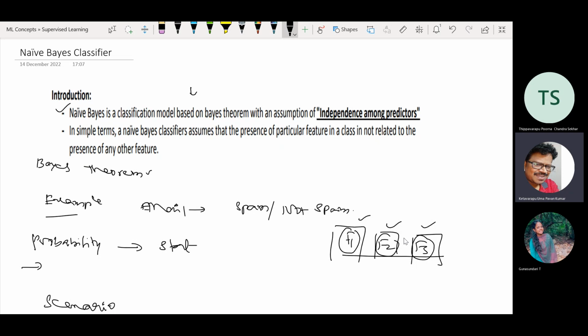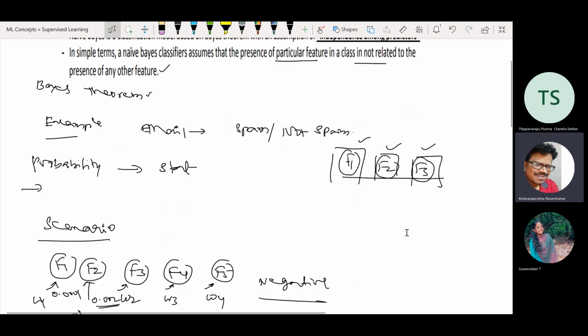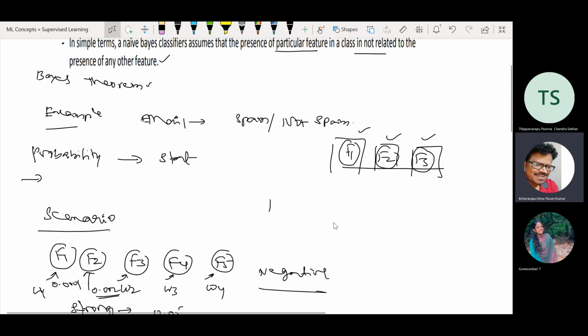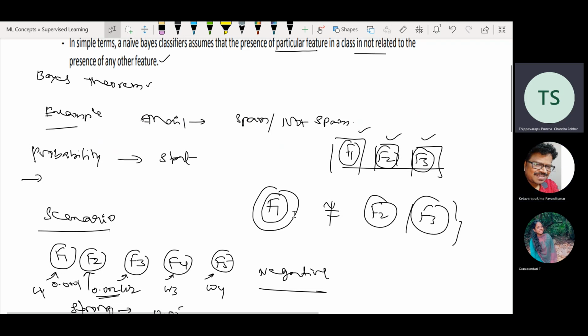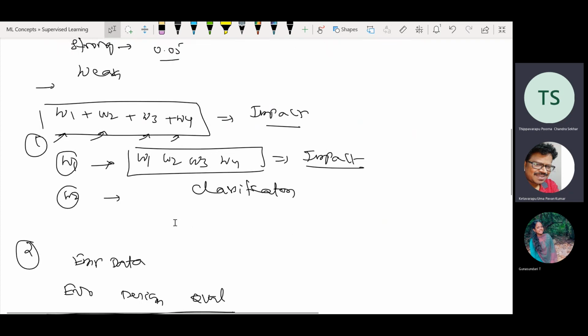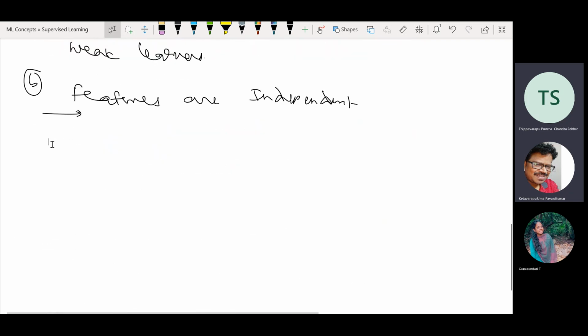Second thing is a naive classifier assumes that the presence of a particular feature in a class is not related to the presence of any other feature. Suppose I'm putting it this way: the presence of F1 is not depending on F2 or any other kind of feature. So with this, we have enough background.